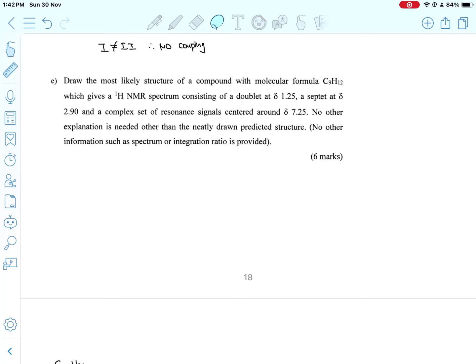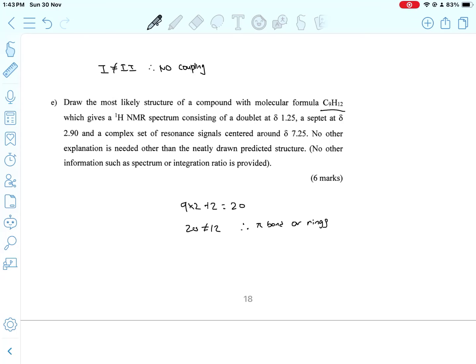Alright, another NMR question. So we're given the formula C9H12 and we're given 3 signals. So the first thing you want to do for this question would be to identify whether your molecule is saturated with hydrogen or not. So the formula would be your number of carbons times 2 plus 2, and that's 20. And 20 is not equal to 12. That means you're not saturated. So this will mean that you either have pi bonds or you have a ring.